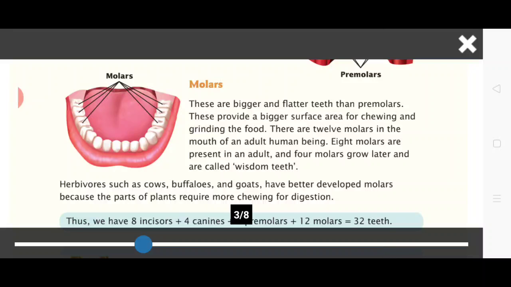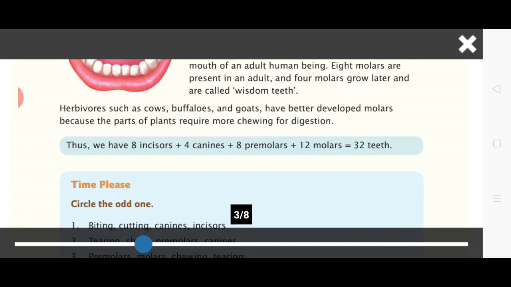So students, herbivores such as cows, buffaloes and goats have better developed molars because the parts of plants require more chewing for digestion. Thus we have 8 incisors, 4 canines, 8 premolars and 12 molars, equals a total of 32 teeth.